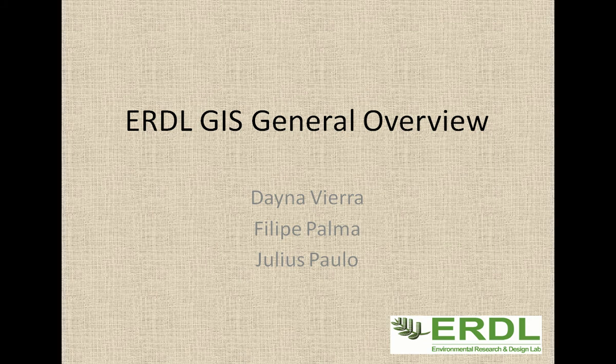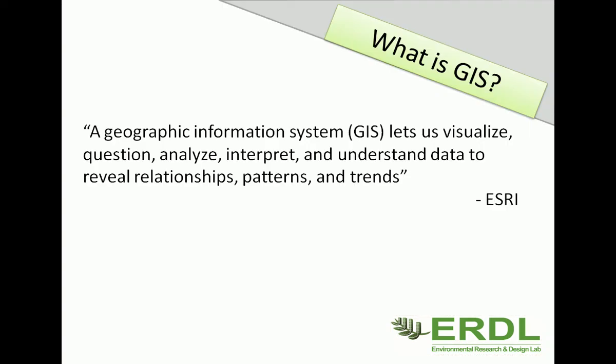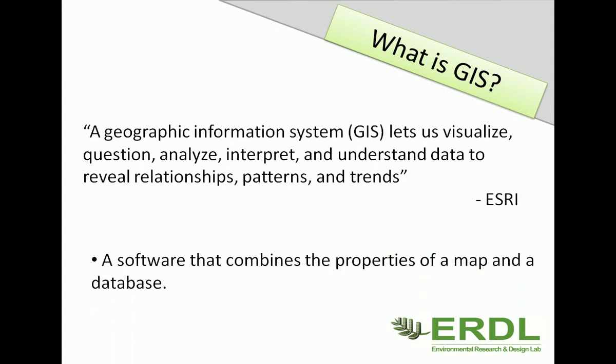Okay, so first we're going to give you guys a general overview of what GIS is and what you can do with it. If you type in what is GIS, Esri is the company that makes ArcGIS, and this is their definition, which is kind of vague. What I think is it's basically software that combines the properties of a map with a database.